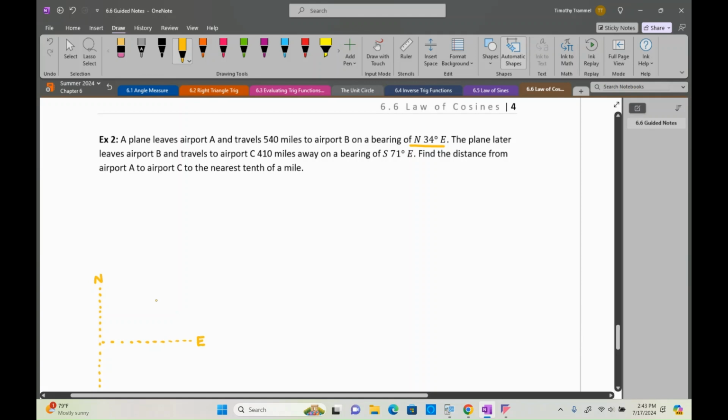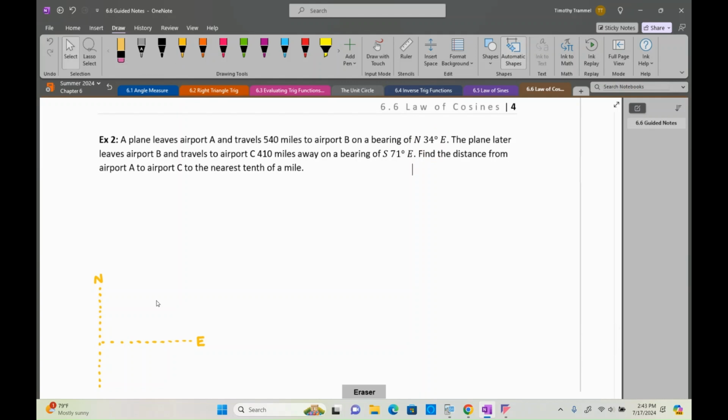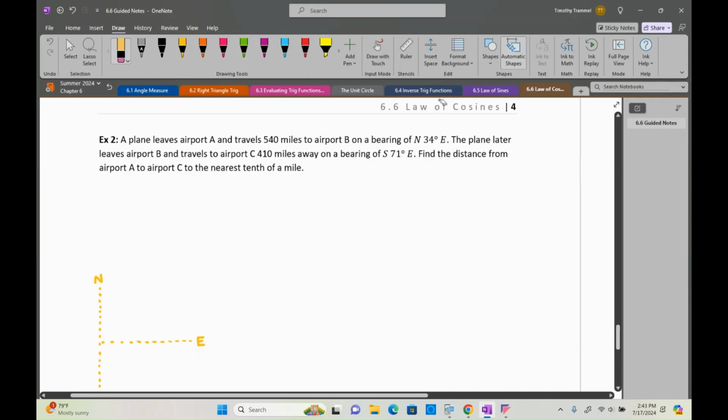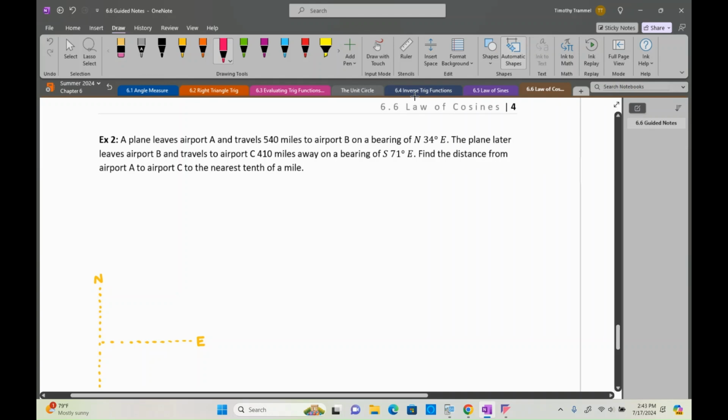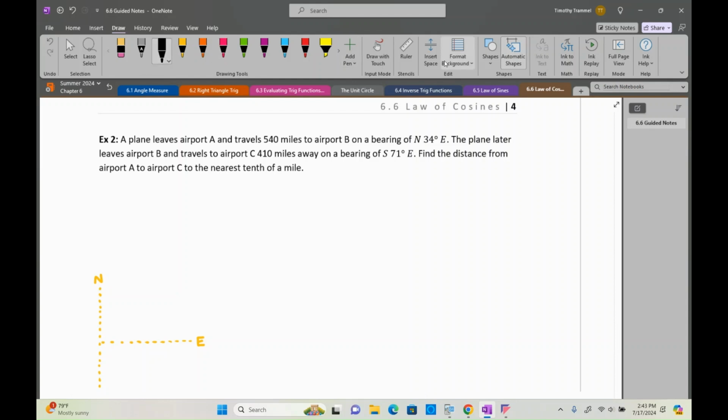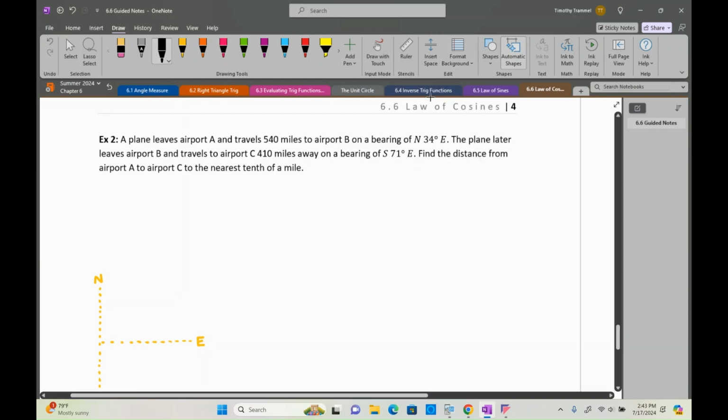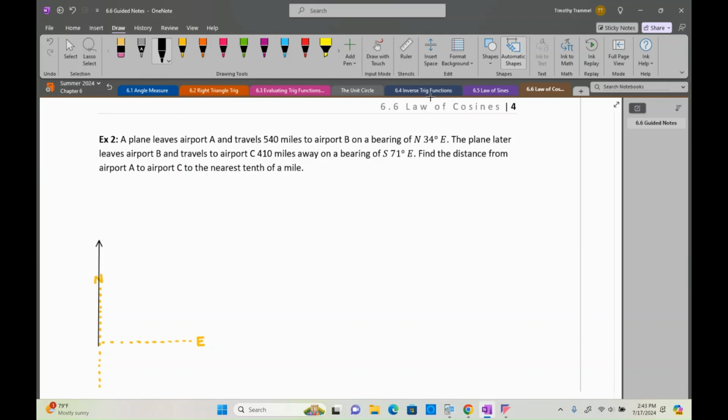And so when you see something that says north 34 degrees east, what that really means is that this is how you want to visualize this angle. You want to imagine starting off on the north line, and actually I'm going to use a different color. So you imagine starting off on the north line, and you want to rotate 34 degrees towards the east. That's what that means. I'm going to make this a little bit bigger here. There we go.